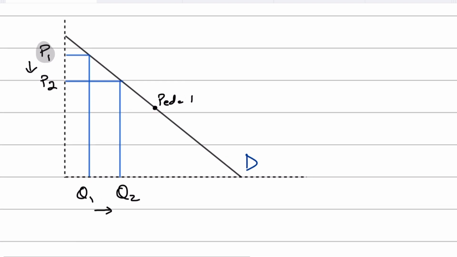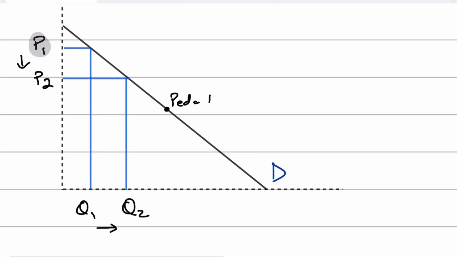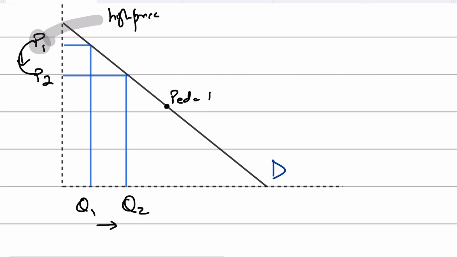And in this elastic range, let's say we are taking a starting point P1 and then reducing it to P2. First of all, P1 is quite a high price, high as in the value is quite high. Why is it a high price? Because if we imagine all the possible prices that could be charged in this range, compared to those prices, P1 is quite high.